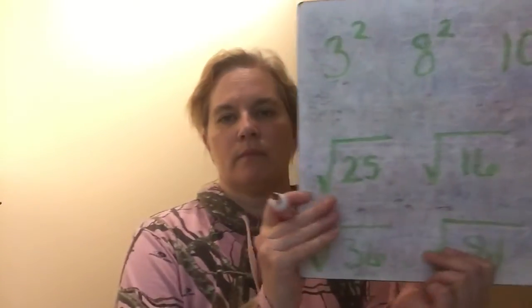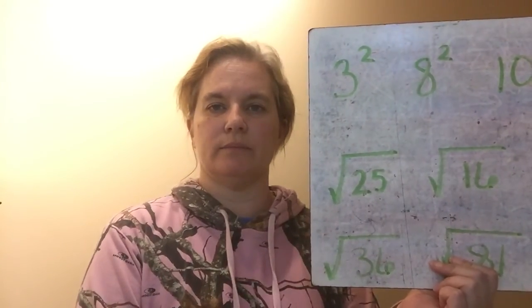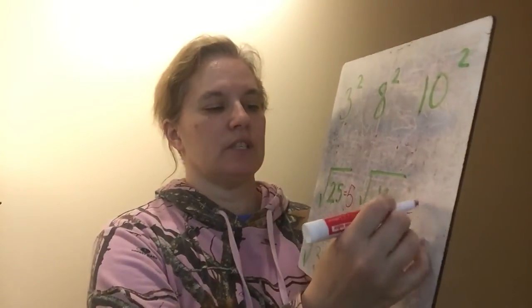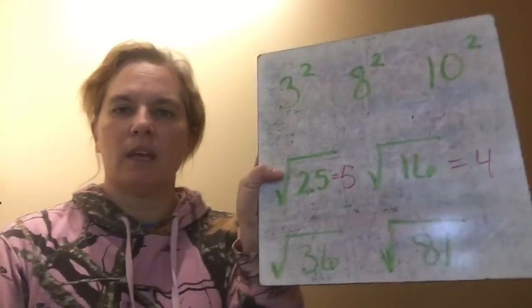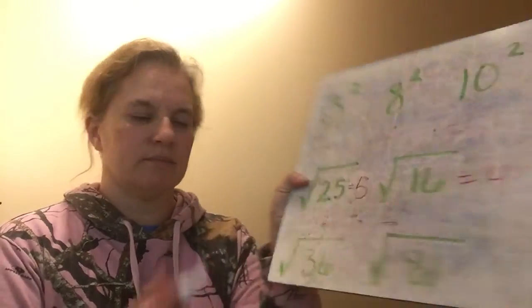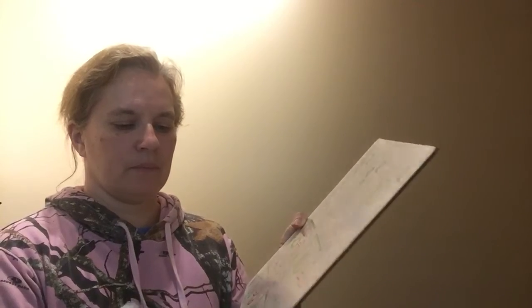Let's do a few of those together. I've got the square root of 25. What times itself equals 25? 5. I've got the square root of 16. We just did that one. 4. Square root of 36. What times itself equals 36? 6. And what times itself equals 81? 9. So it's your multiplication doubles. You have those memorized, square root is going to be easy peasy.